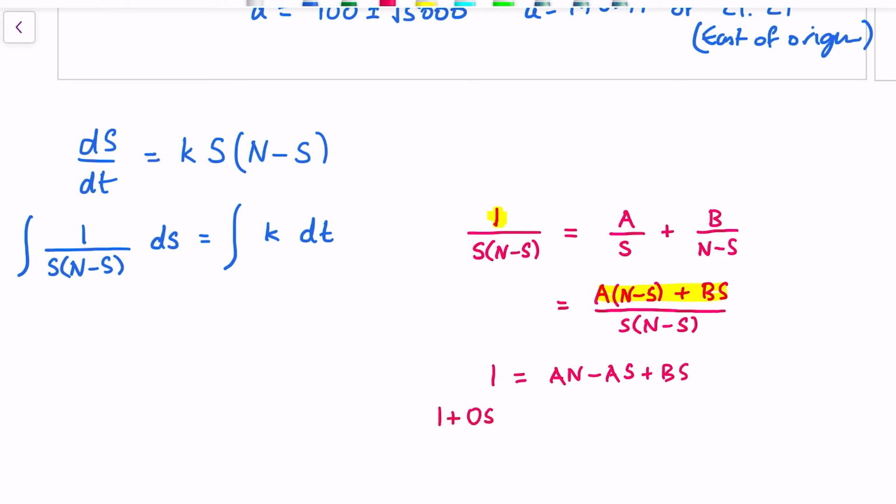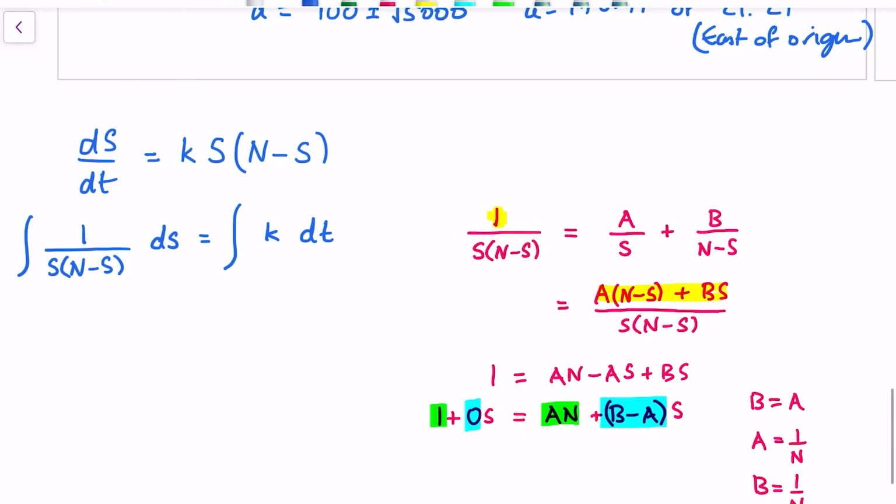and 1 is the same as 1 plus no S. There's no S's on the left hand side. The right hand side, we've got AN plus (B minus A) all times S, meaning that 0 must equal the coefficient of S, so B equals A, and 1 is the constant term, must equal AN, so A is equal to 1 over N, and therefore B is equal to 1 over N.